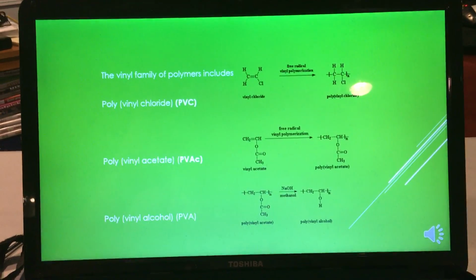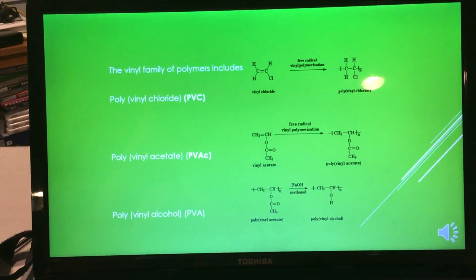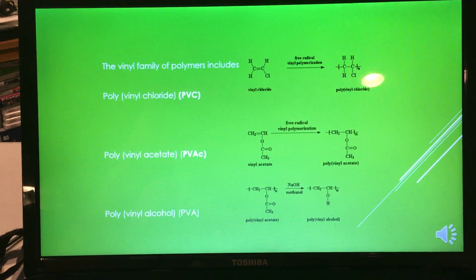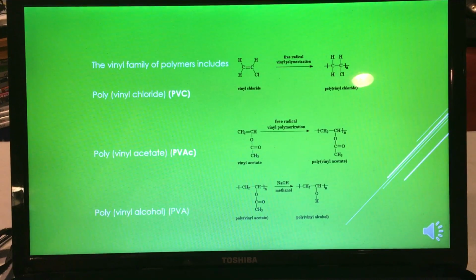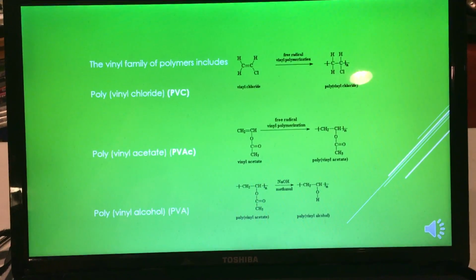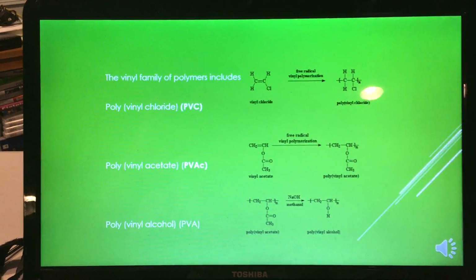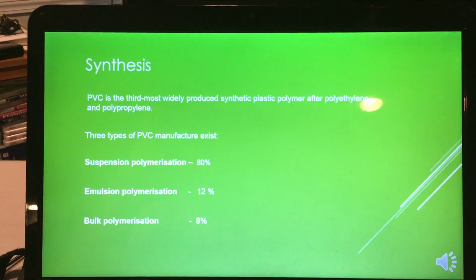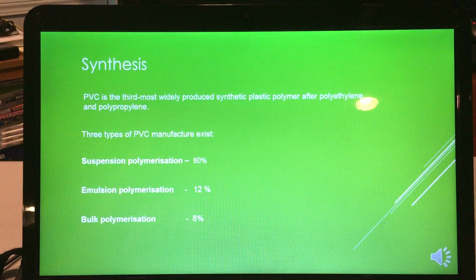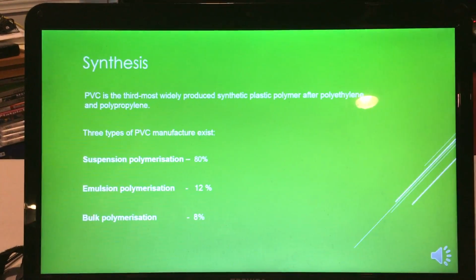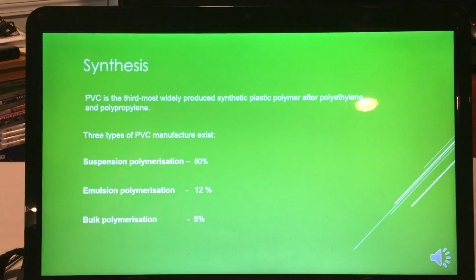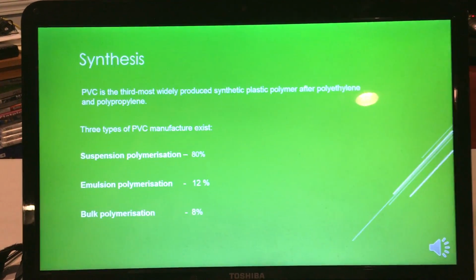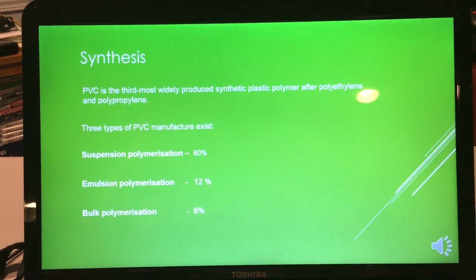So PVC, polyvinyl chloride, and PVAc, polyvinyl acetate, are made by free radical polymerizations, pretty standard stuff. And polyvinyl alcohol, PVA, is actually created from polyvinyl acetate. It's created through an NaOH methanol reaction. PVC is the third most widely used plastic in the world, right behind polyethylene and polypropylene. The three ways you can manufacture PVC are suspension polymerization, which is the most common, with 80% of all PVC made from suspension polymerization, emulsion polymerization, and then finally bulk polymerization.